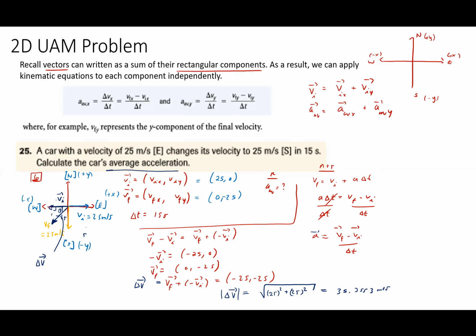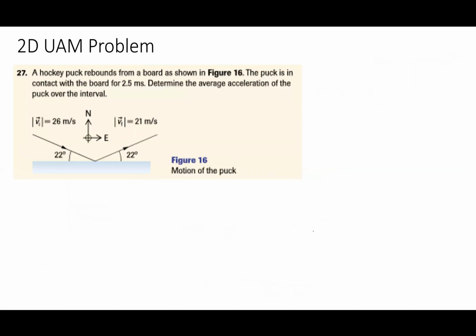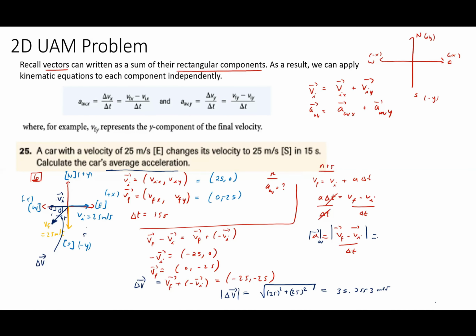Okay, so let's just say we wanted to find the magnitude of the average acceleration. So we're just finding the total value there. So it's just 35.3553 meters per second over time, which is 15 seconds. If you calculate this, 35.3553 divided by 15, I get 2.357 meters per second squared. If you round this off, because there are two significant digits in the question, the answer should have two significant digits. So this is 2.4 meters per second squared.